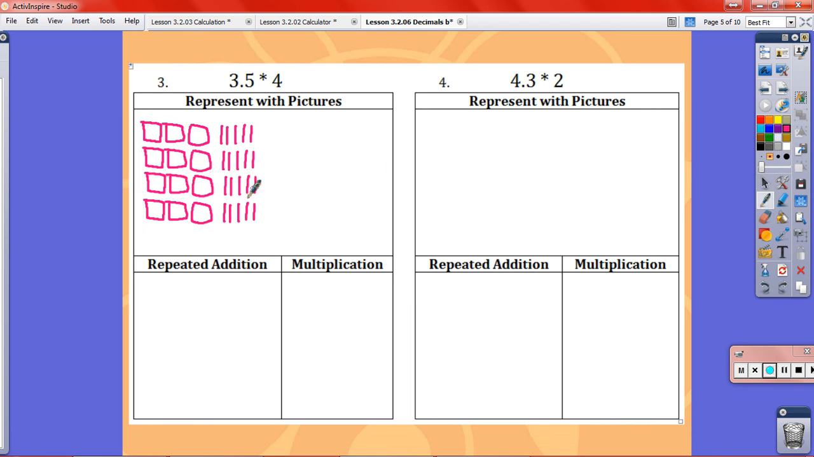Now, when I start to count up my tenths, I run into a problem. I have 5, 10, 15, 20. 20 tenths. Well, I'm not going to write that as 0.20 because that's not 20 tenths, that's 20 hundredths. It's 2 tenths. So I need to do something different here.